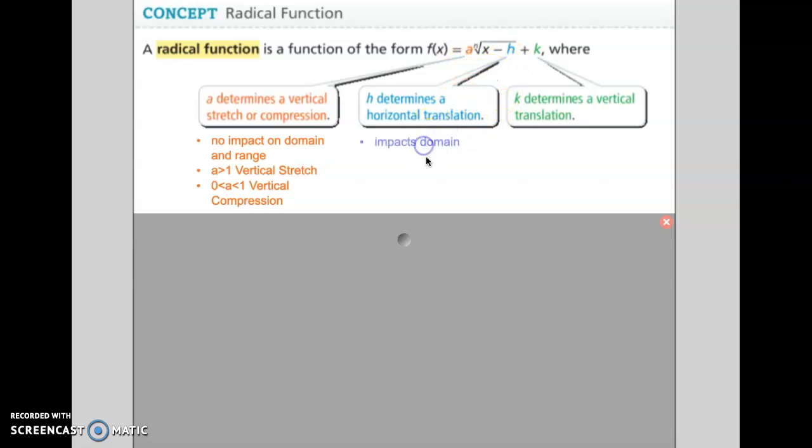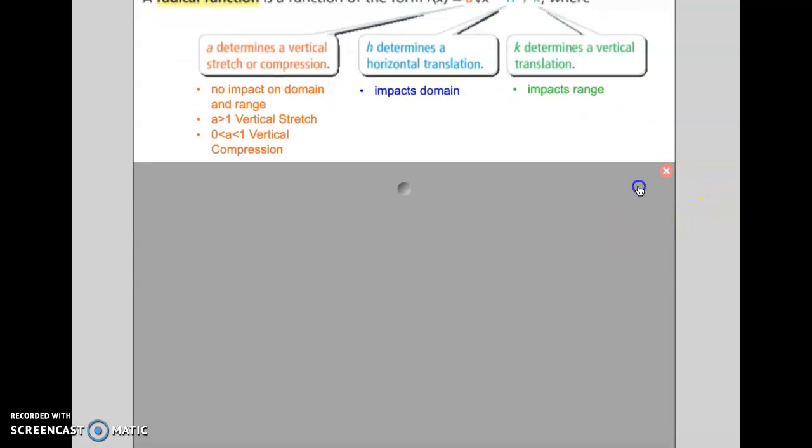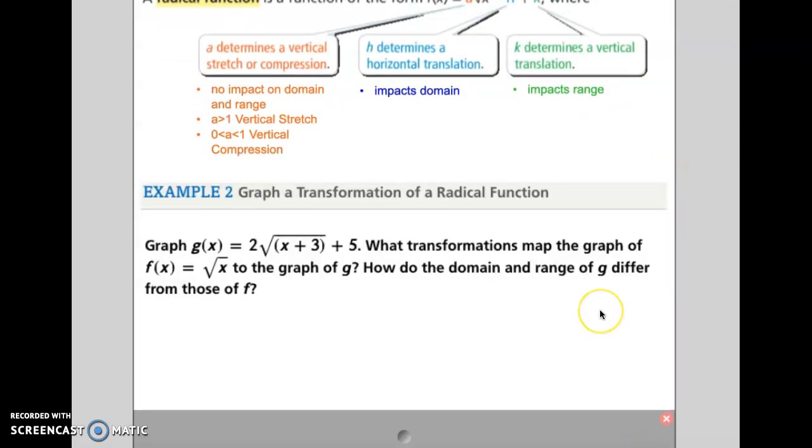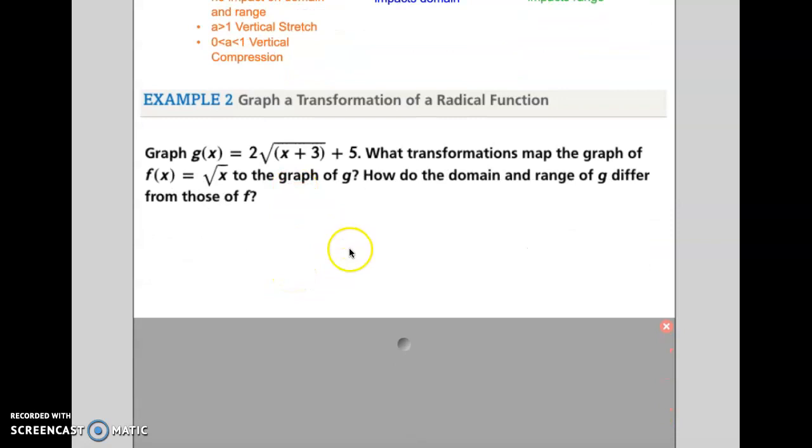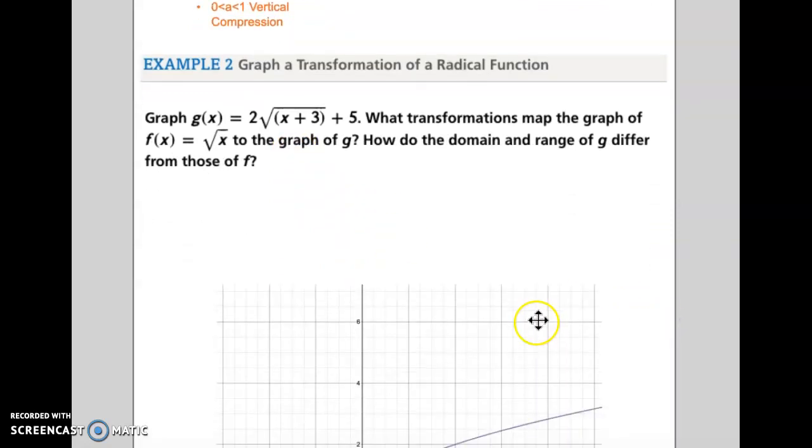H we know moves it horizontally. Because I'm impacting it horizontally, that means it's impacting my domain, right? It makes sense. Horizontal, the x values. Vertical translation is that K we know moves it up or down. Makes sense that it's going to impact my range. So let's do this example. And it says something like this. What transformations occur on this graph? And we're also going to take a look at the domain and range. So I believe we're going to graph it.